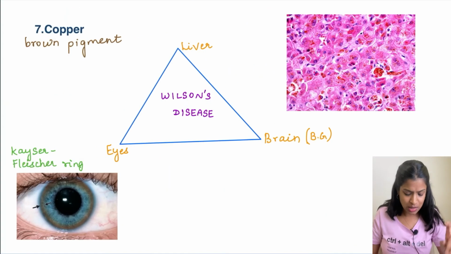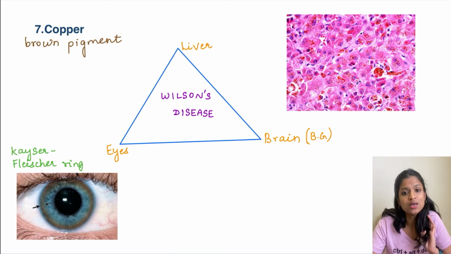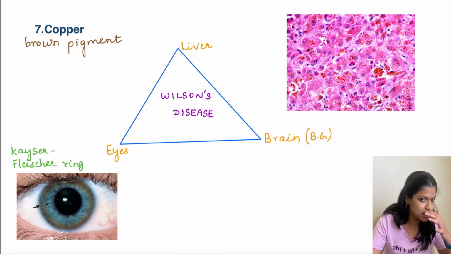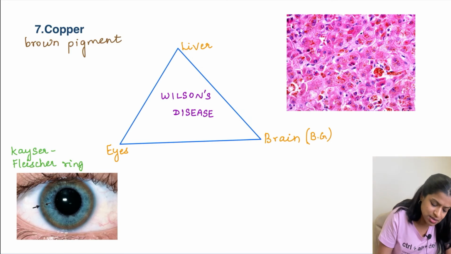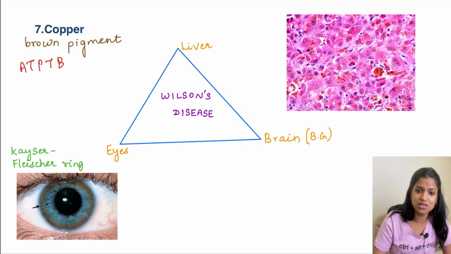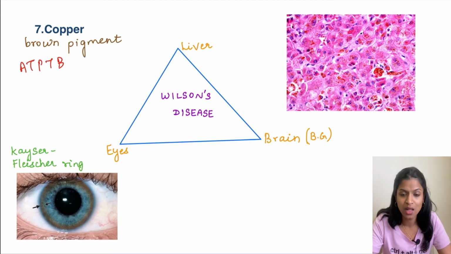Okay. So moving on to the last pigment, which is copper. So copper, we all know it is a brownish pigment. So when does copper get accumulated? It gets accumulated in a condition called Wilson's disease. Wilson's disease is a disease in which there is an ATP7B defect. So because of this defect, copper is not able to be excreted into the bile, and it is not getting incorporated into its transport protein, which is ceruloplasmin.